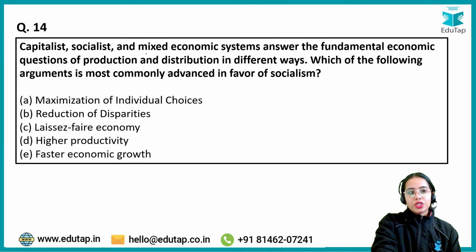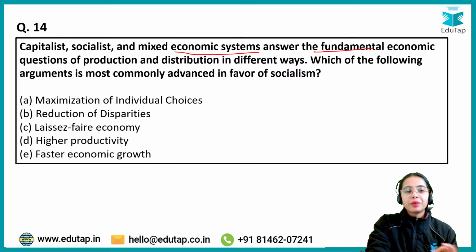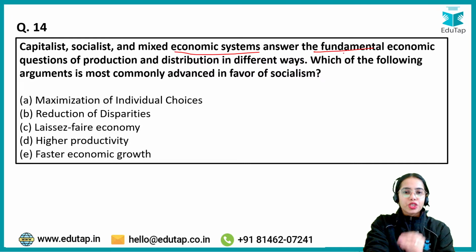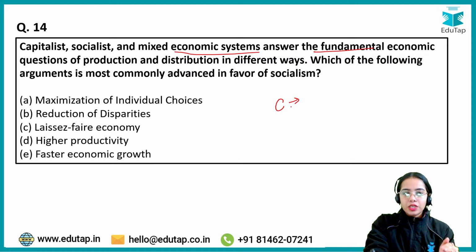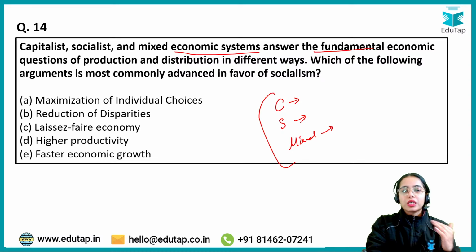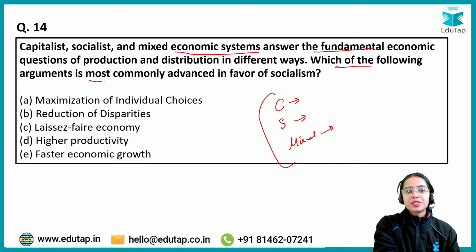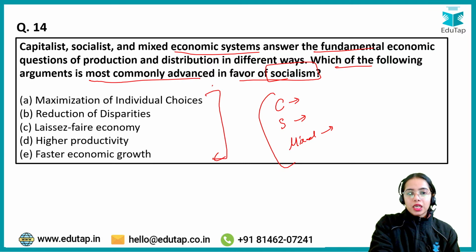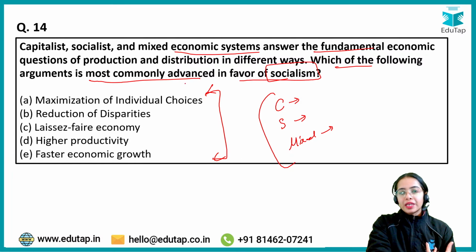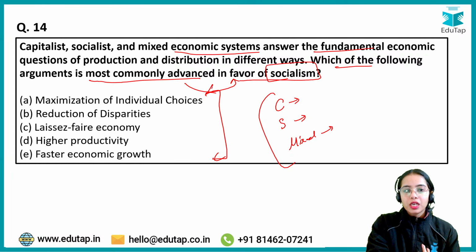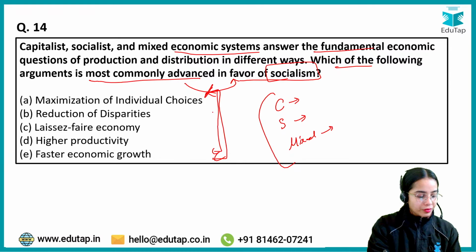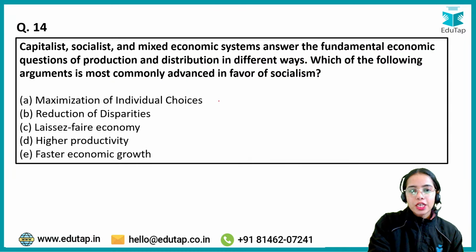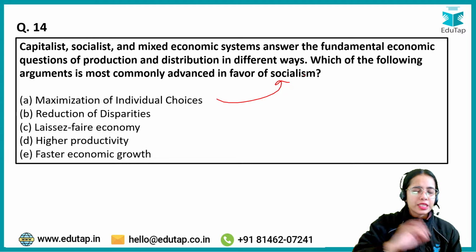Now, capitalist, socialist, mixed economic systems answer the fundamental economic question of production and distribution in different ways. There is the capitalist economic system, socialist economic system, mixed economic system. They are different economic systems, but they talk about production and distribution. Which of the following arguments is most commonly advanced in favor of socialism? We should have socialism so that there can be what? Maximization of individual choices. So in socialism, are individual choices maximized?